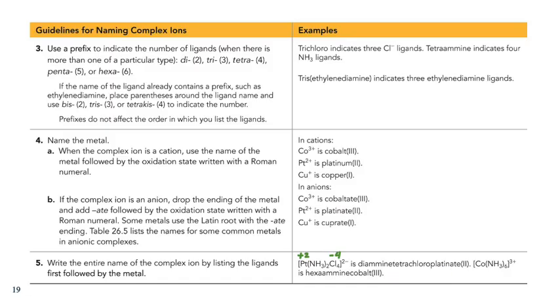Get some really long names here. This is a cation. There are 6 ammonias, so hexaamine. Those are neutral, and so it's easier to see that the charge on the cobalt is 3. Hexaamine cobalt 3.